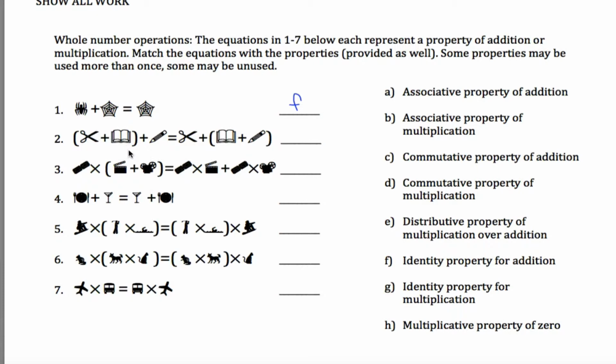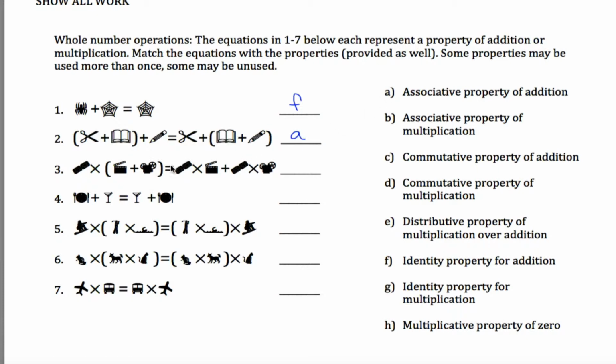This next one, the important thing to note here is that scissors, book, and pencil don't change order. Scissors, book, pencil. Scissors, book, pencil. But what does change is the way they're grouped, what I'm associating things with. So this is the associative property, and because there's addition going on there, it's the associative property of addition, aka A.